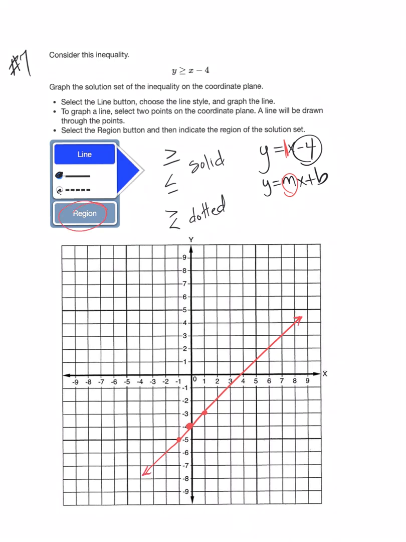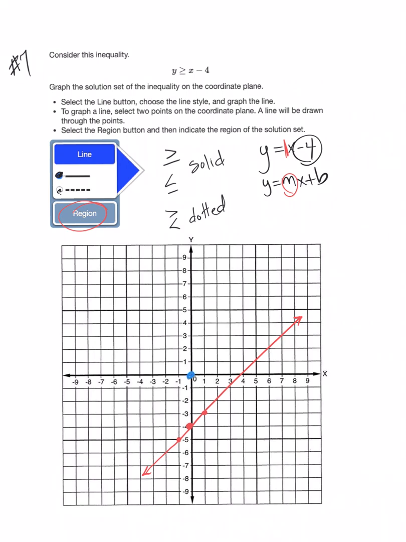Now, the other thing you have here with an inequality is what they call a region. And you have to shade either above or below the line. Well, to determine whether you should shade above or below the line, you need to choose a coordinate point and plug it back into your inequality to see if it makes the inequality true. Now I'm going to choose 0, 0 just because it makes life easier.